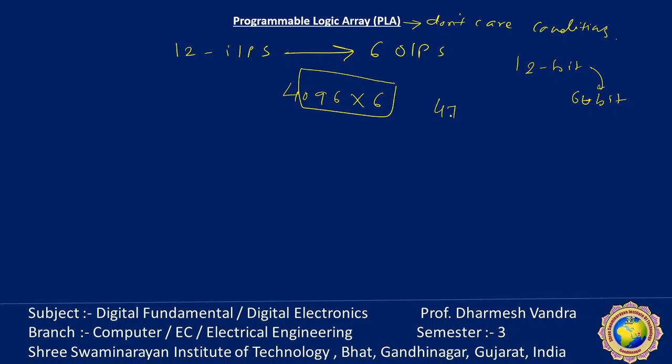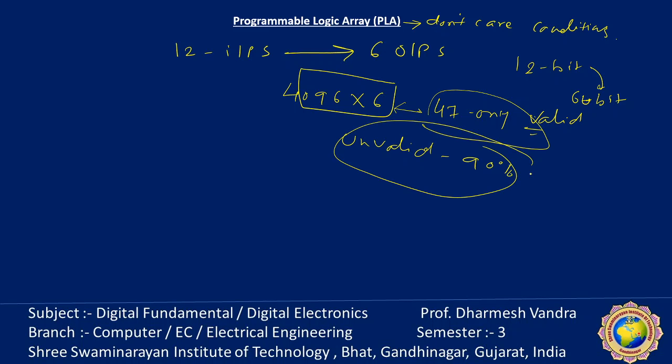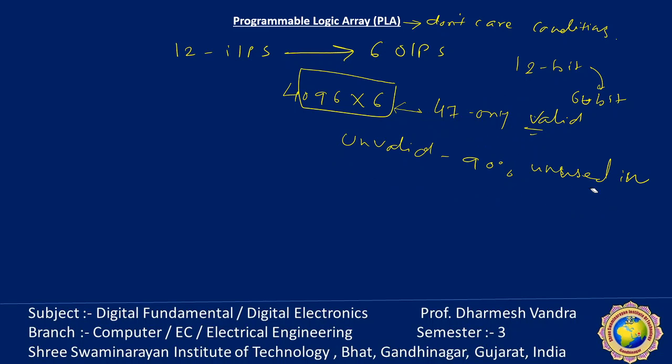Of the card entries, only 47 are valid. The remaining are all don't care. At that time, ROM is not used efficiently because, in comparison with 4096, only 47 are valid, and the invalid or unavailable number is 90%. So 90% of the space in ROM is unused, because in ROM we have to consider each and every combination. So this is the biggest disadvantage of ROM: it cannot avoid the don't care condition.